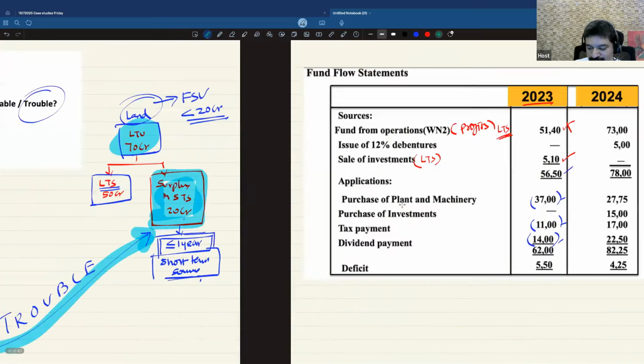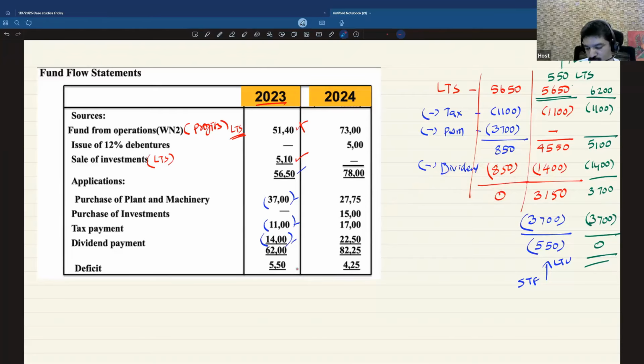Okay, so look, either they could have restricted their dividend, which they didn't do, or they could have raised additional money in the form of debt or equity. They didn't do that. And because of all these reasons, they committed the sin of diverting the short-term funds for long-term use. This is what happened in 2023.